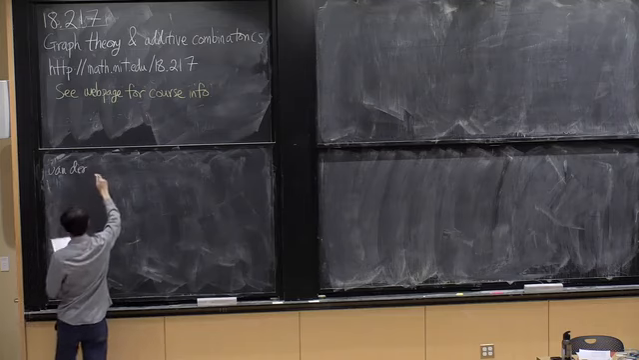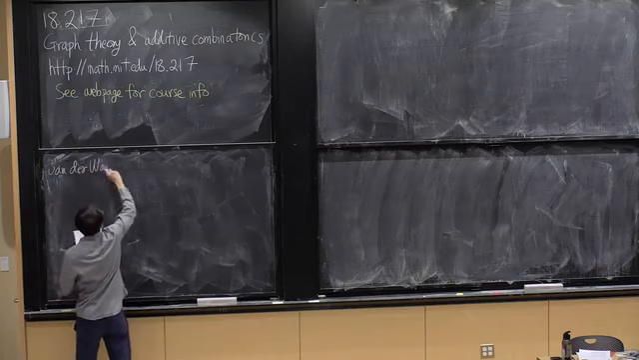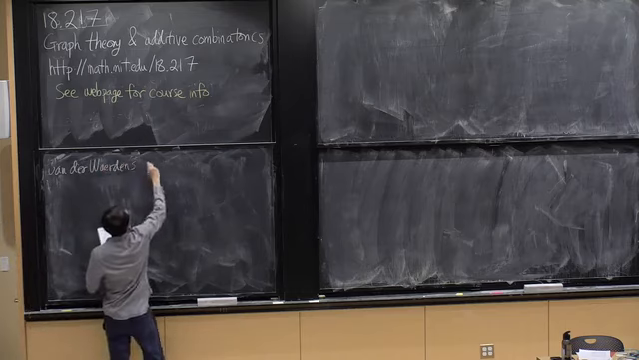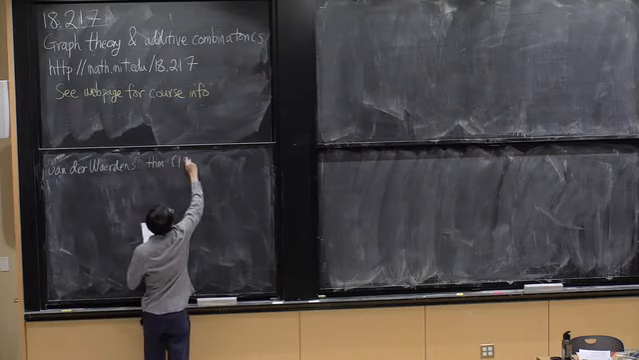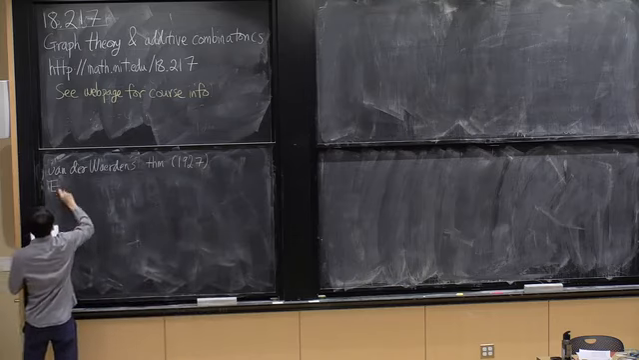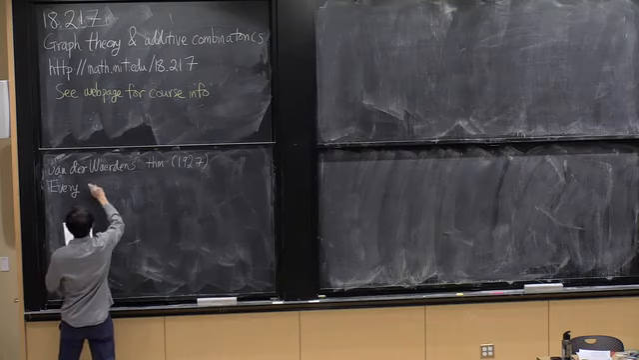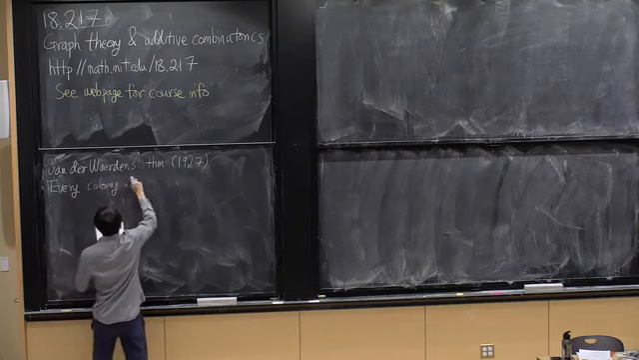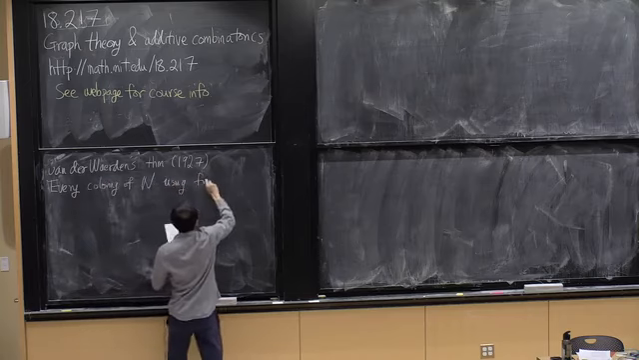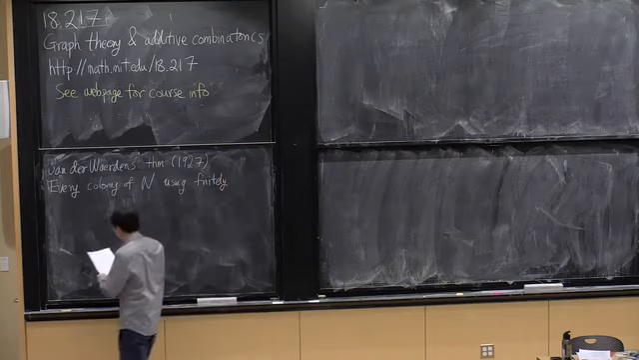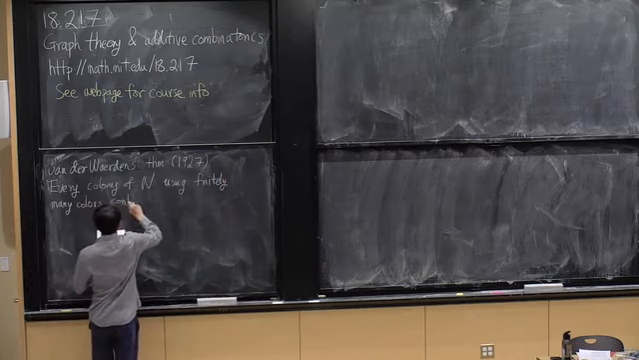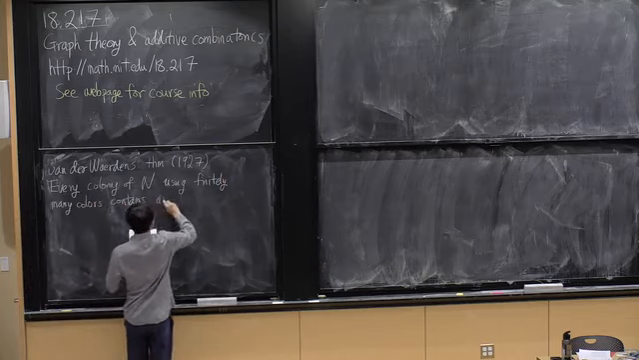So after Schur's theorem, which we discussed in the first half of today's lecture, the next big result, I would say, is van der Waerden's theorem, which was 1927. Van der Waerden's theorem says that every coloring of the positive integers using finitely many colors contains arbitrarily long arithmetic progressions.